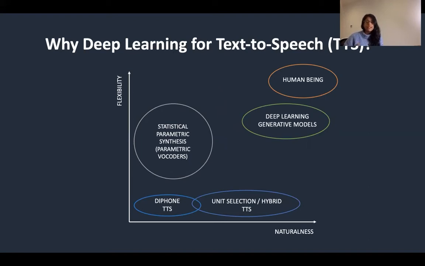And with the success of deep learning technologies in the text-to-speech domain, we have seen such models push up along this diagonal and get closer to human beings in terms of naturalness and flexibility.